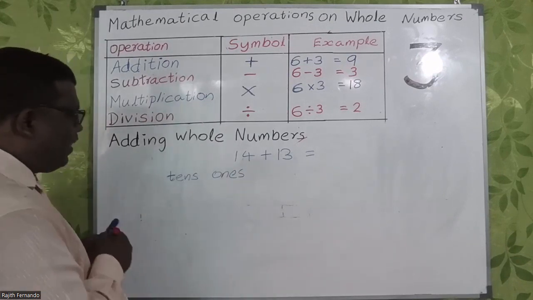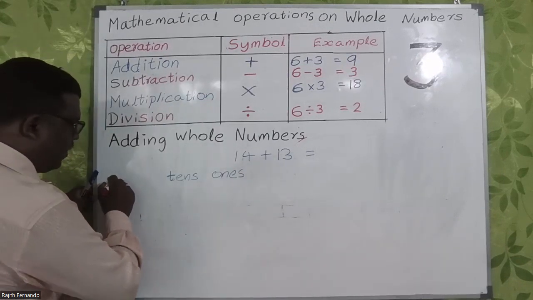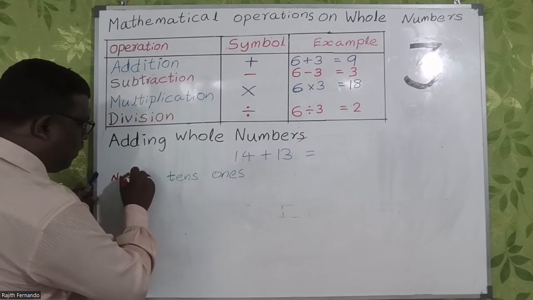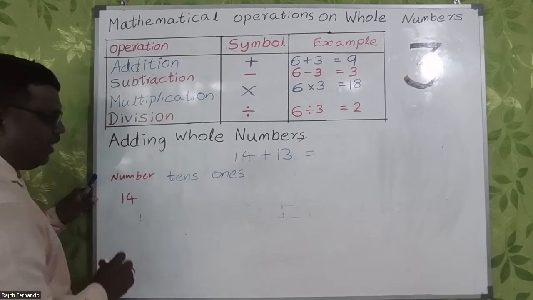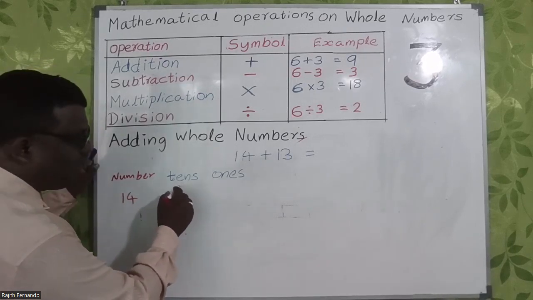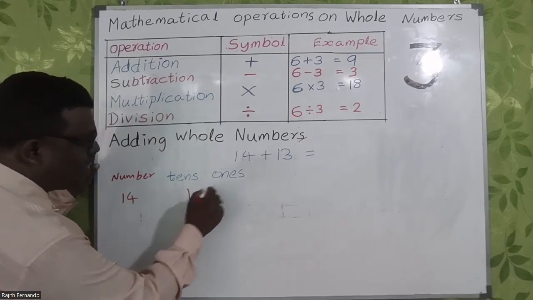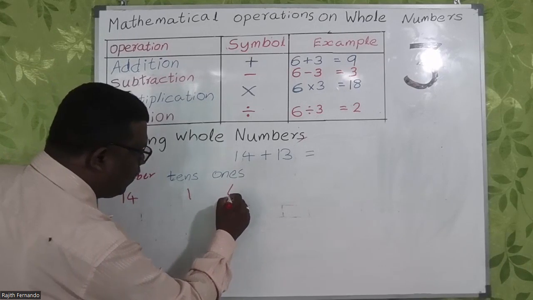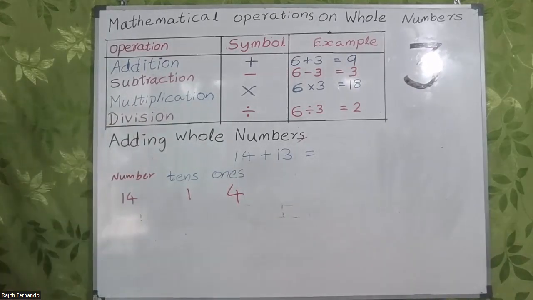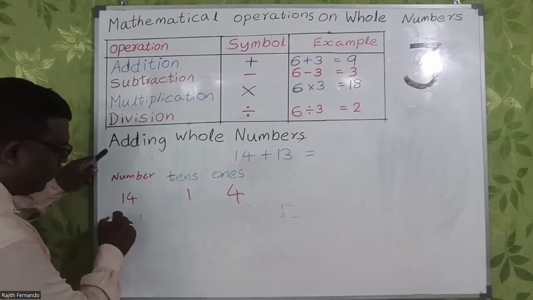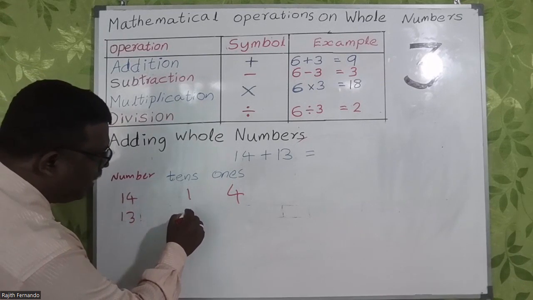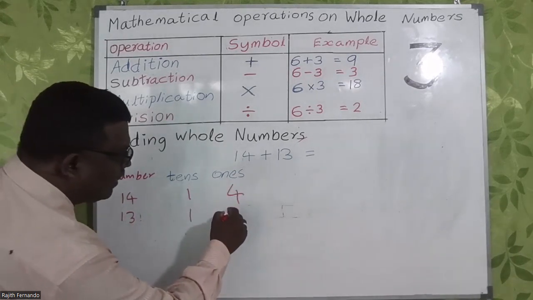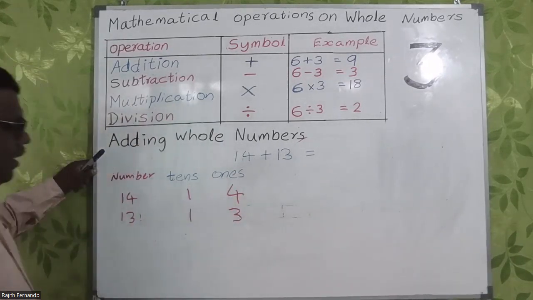Then what are the values in the tens place in the number 14? It's 1. The ones place is 4. And for the 13, the tens place is also 1 and the ones place is 3.